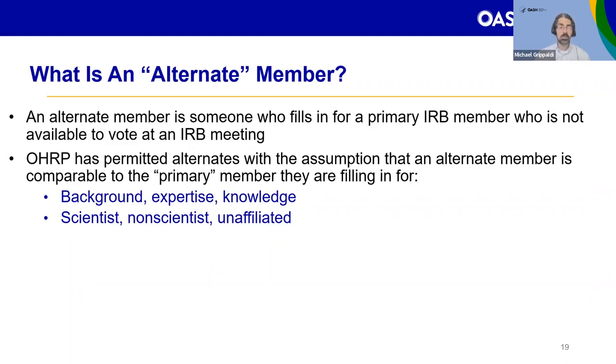Frequently, IRB rosters will denote who is a primary member and who is an alternate. And if the person is an alternate, the roster will designate who they are permitted to fill in for.